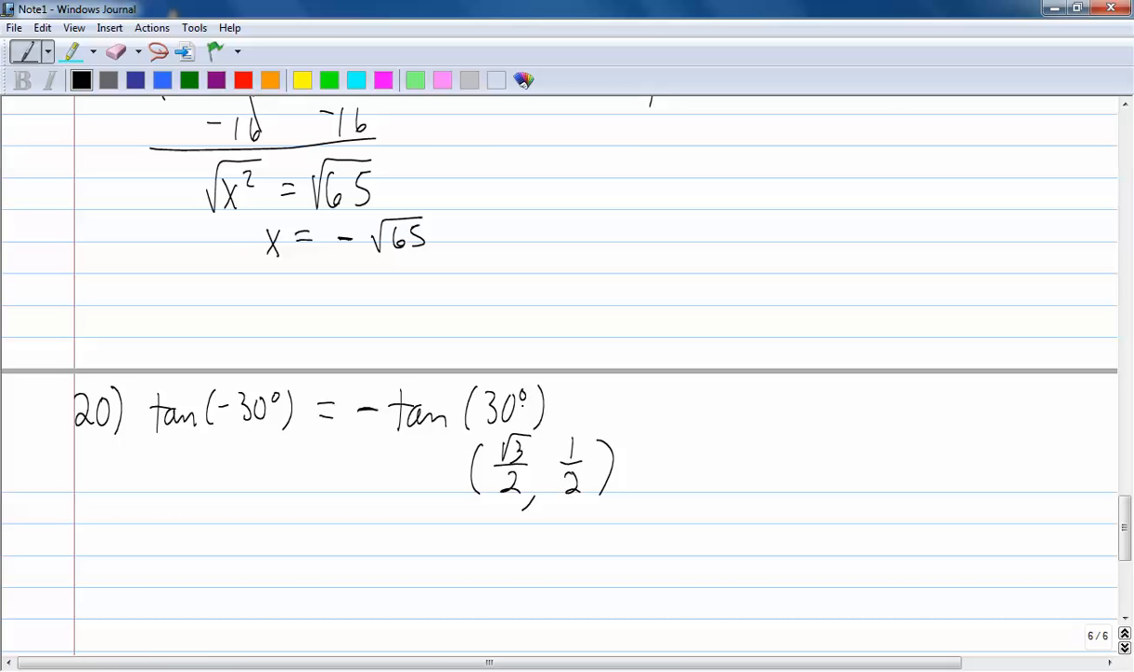Now remember, tangent is equal to y divided by x. So this answer is going to be, I have a negative in front, I can't forget that. It's going to be negative y divided by x. So negative 1/2 divided by square root of 3 over 2. So I need to take and flip. So that's going to be negative 1 over square root of 3. When you rationalize, it will be equal to negative square root of 3 over 3. That's your answer.